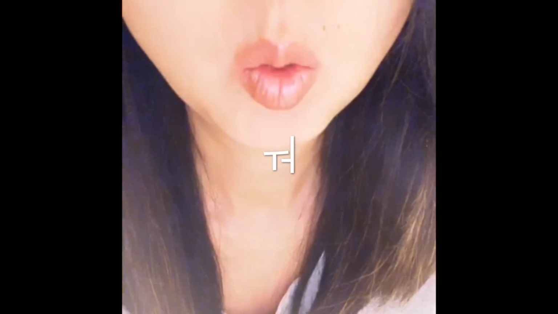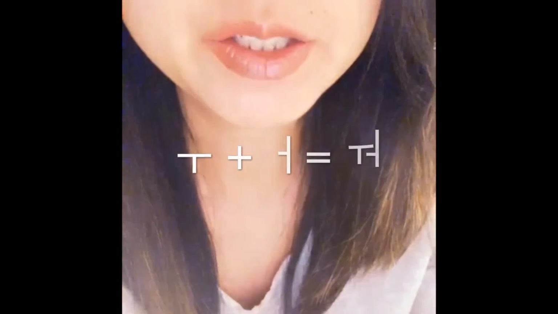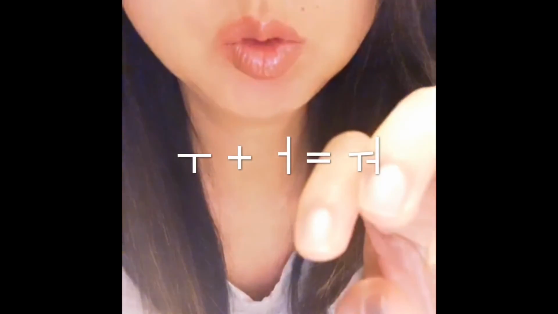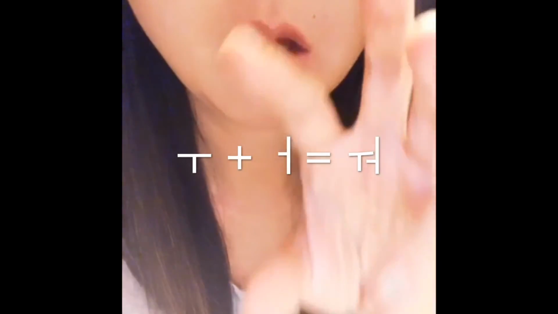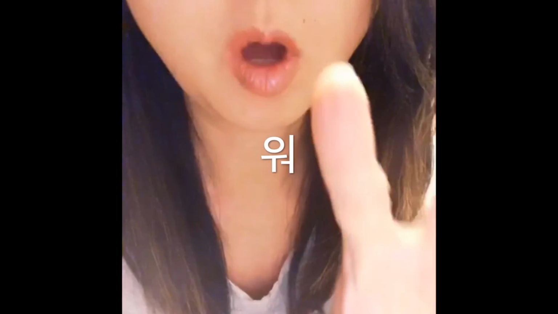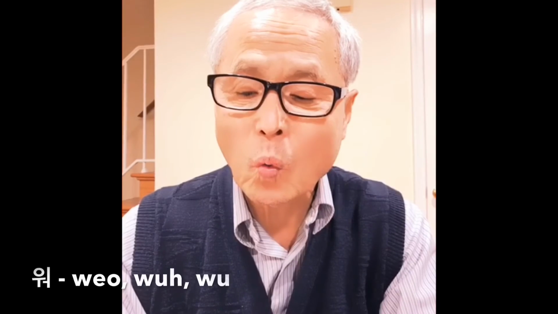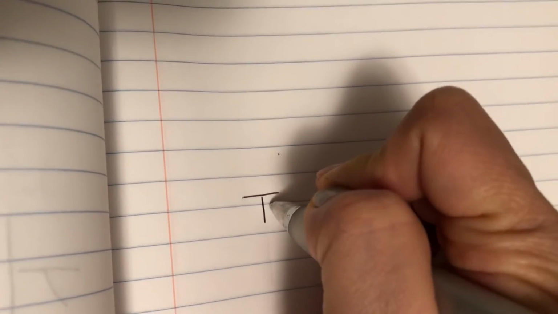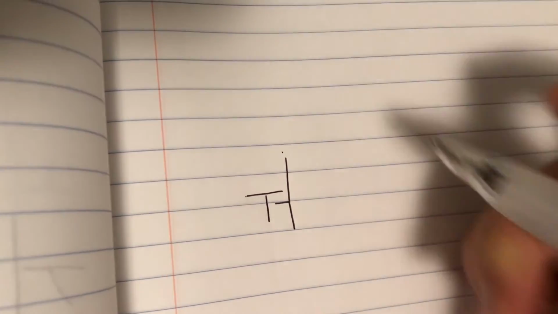Wall. Wall is a sound that starts with U sound, U, and ends with all. 우어, 워. Left to right, top to bottom, 우, then left to right, top to bottom.